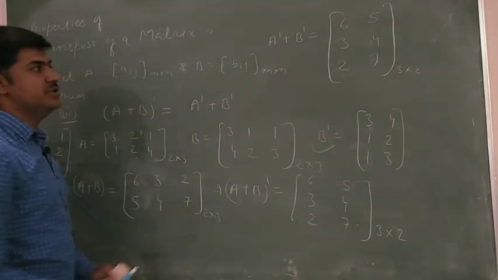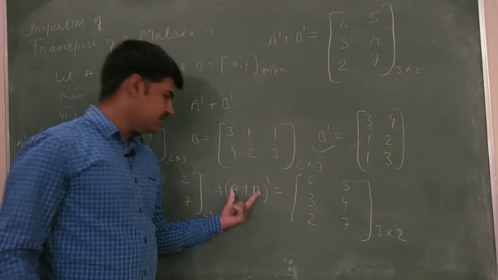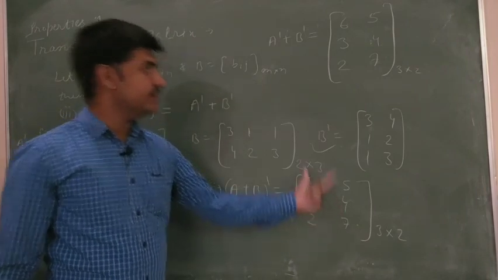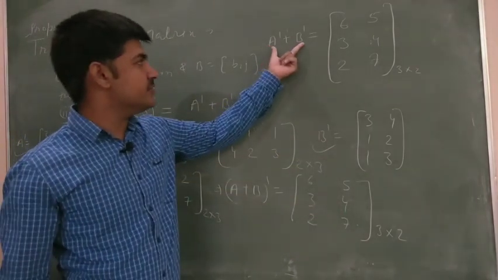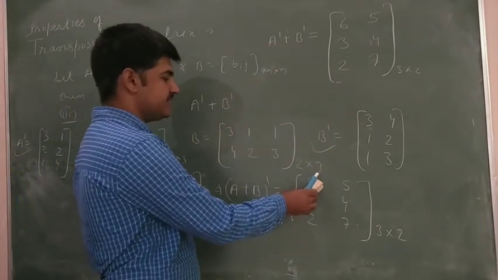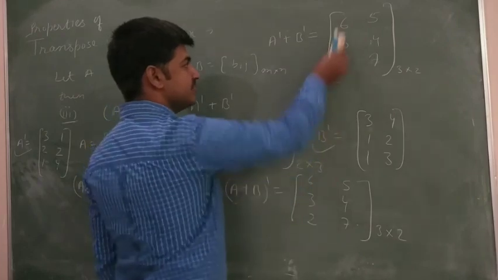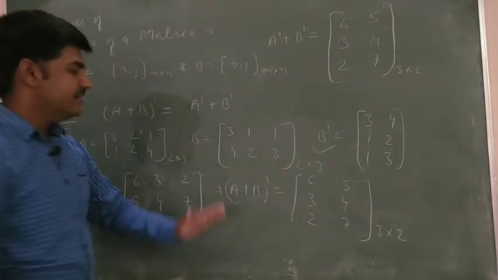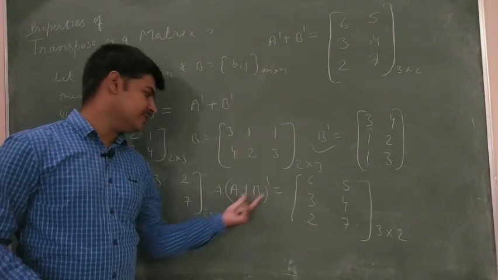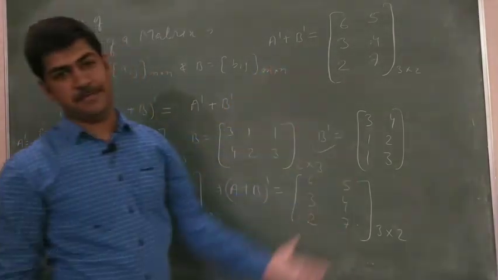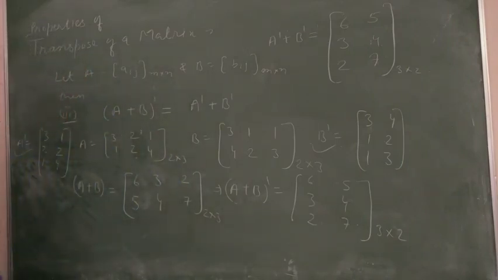What do you notice, students? The transpose of the sum of A and B is equal to this one, and the sum of the transposes of A and B is equal to this one. Now see, compare the elements 6, 3, 2, 5, 4, 7. So you can say, yes, the transpose of the sum of A and B is equal to the sum of the transposes of A and B. I hope you understood this property as well.